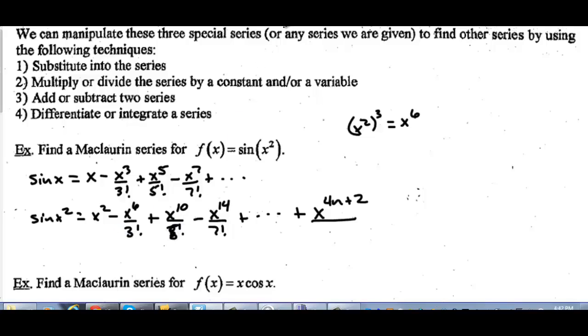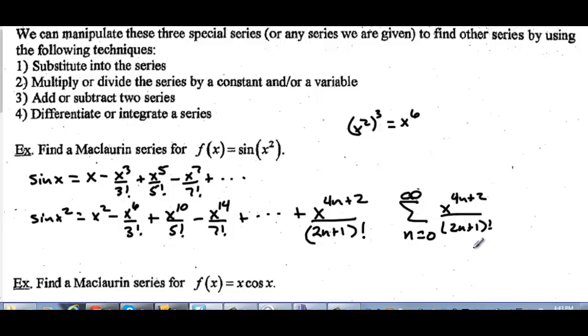And I notice that the denominators are still odd. That hasn't changed. That's 5 factorial. And if I start this at 0, then I have to start the denominator, or n, at 0 for everything. Now those are odd, so I'll have 2n plus 1 factorial if I'm going to start this at 0. Now the Maclaurin series is n equals 0 to infinity of x to the 4n plus 2 over 2n plus 1 factorial.